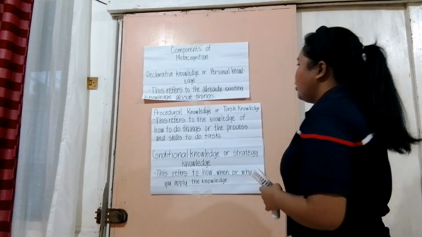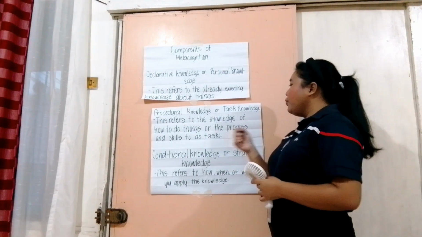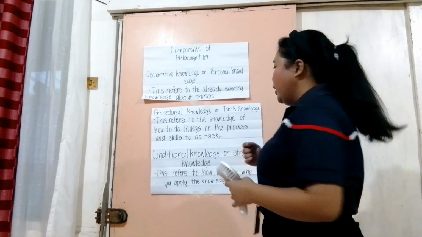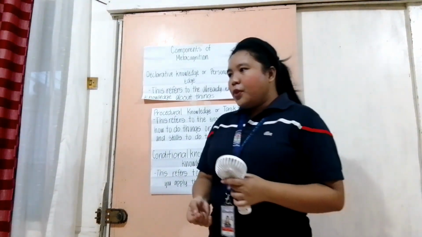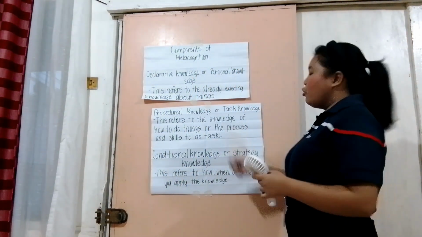And procedural knowledge, this refers to the knowledge of how to do things or the process and skills to do tasks. For example, what the student does to solve a mathematical equation, what the process is, what the way is to solve it.